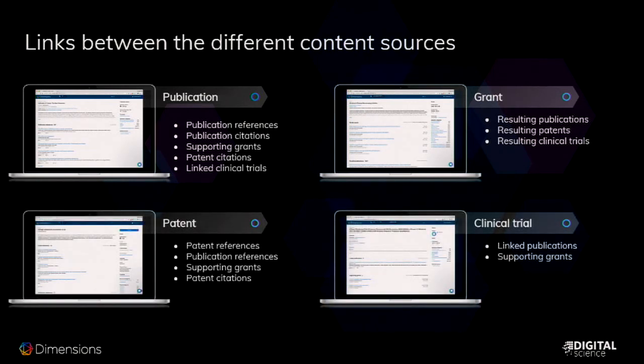Now, it's not perfect. For example, you'll see funder acknowledgments in a publication that'll say, we'd like to thank the Wellcome Trust for their generous contribution to our research, but it won't cite a specific grant. So in those cases, we can't link to a specific grant, but we can acknowledge that the Wellcome Trust was one of the funders of that research.